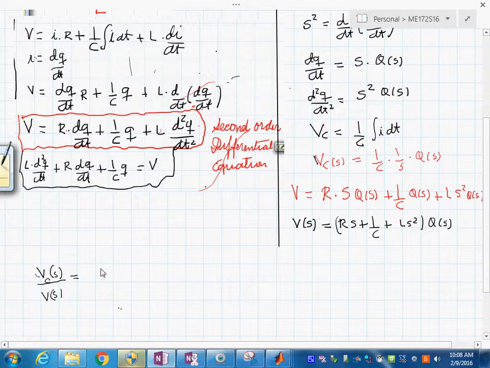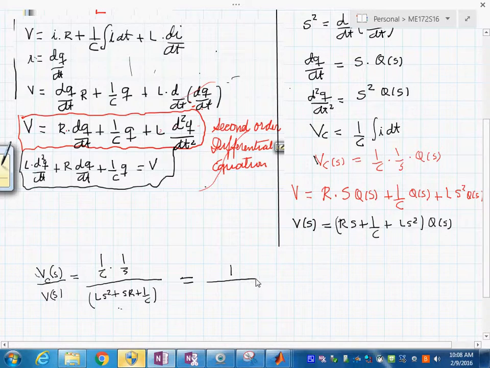Or you could go farther. You could do this. This is 1 over, what's this going to be? This value. L S squared plus R times S plus 1 over C, and then multiplied by what? S times C, right?